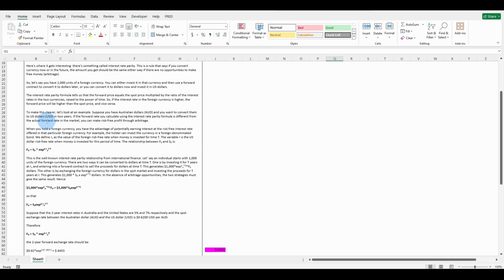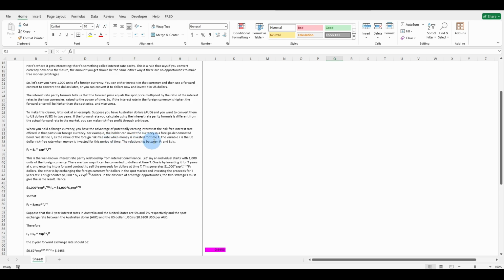When you hold a foreign currency, you have the advantage of potentially earning interest at the risk-free interest rate offered in that particular foreign currency. For example, a holder can invest the currency in a foreign denominated bond. We define R_f as the value of the foreign risk-free rate when money is invested for time T. The variable R is the US dollar risk-free rate when money is invested for this period of time.